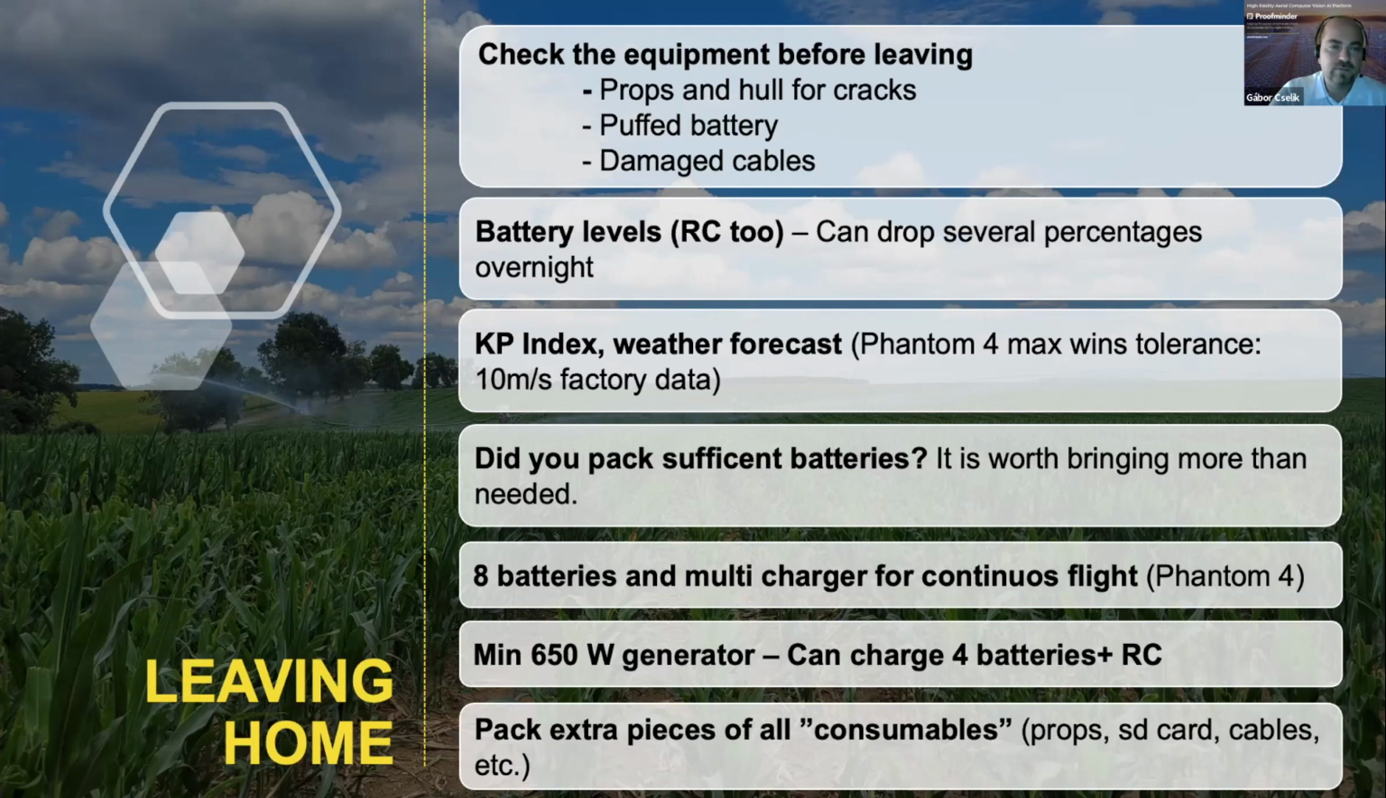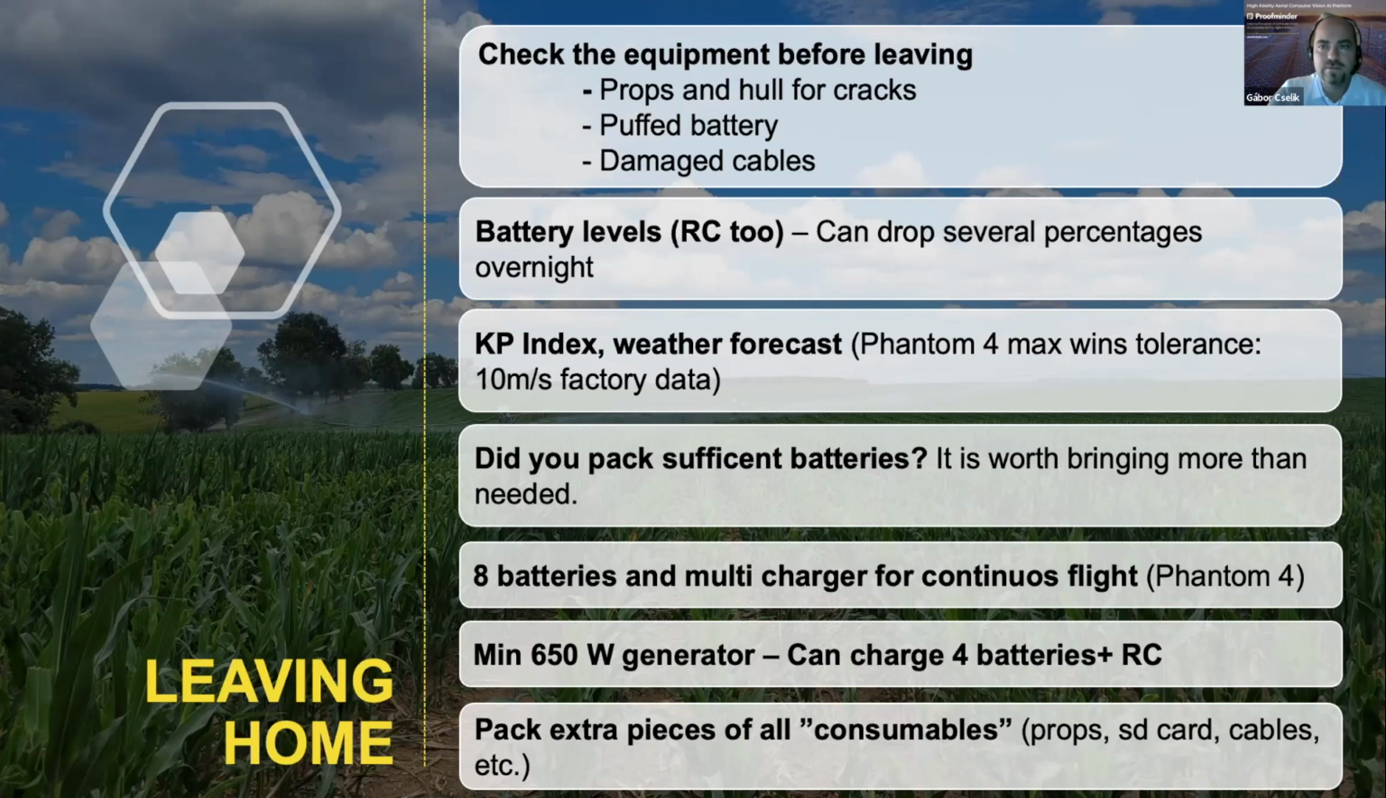Drone pilots tend to forget to check the KP index and the weather forecast before they leave. Especially this summer, I think it was in July, we had very high solar activity, and the KP index went up to 6 and 7 points. We faced a little bit of GPS issues where the GPS was not that exact, so we had a little bit of problems with the flying. So it's always best to check it before you leave.